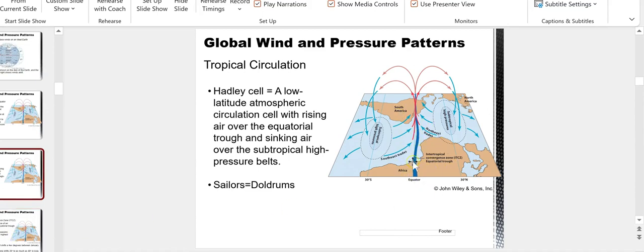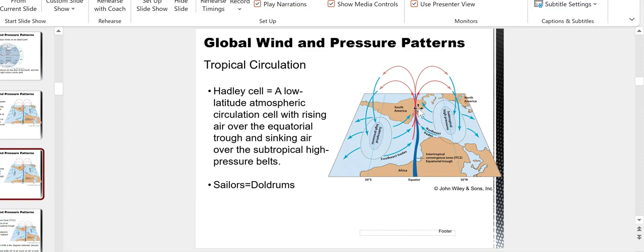So, the sun's insolation hits in and around the equator. That energy is re-radiated back up into the Earth's atmosphere. It rises, creating a low pressure center along the equator.